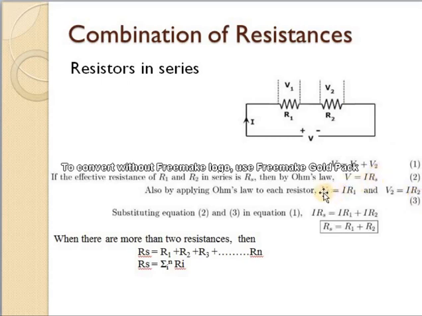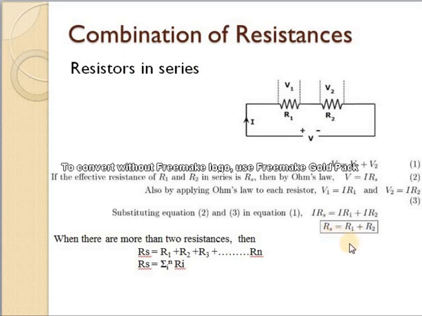So using these equations in equation 1, we have V1 plus V2 equal to I into R1 plus I into R2. Using equation 2 in equation 1, we have V is equal to I into Rs. So I into Rs is equal to I into R1 plus I into R2. Since I is a common term, therefore Rs is equal to R1 plus R2. So the effective resistance of the two resistors R1 and R2 when they are connected in series is given by the sum of their individual resistances. That is Rs is equal to R1 plus R2.